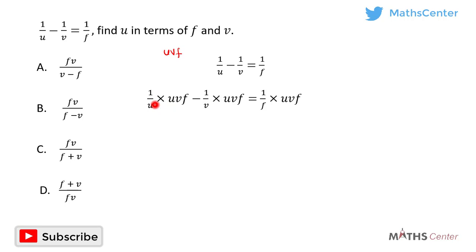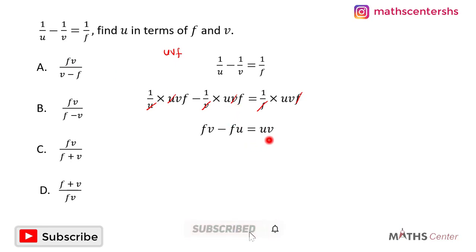When we do this, you can see that u and u cancel each other out. v and v cancel each other out, and f and f cancel each other out. And so we will be left with fv minus fu is equal to uv. Remember, we are making u the subject, so I'll make sure that all the terms that contain u are on one side of the equation. And so I will send fu from the left hand side to the right hand side. When I do that, we are going to have fv is equal to fu plus uv.